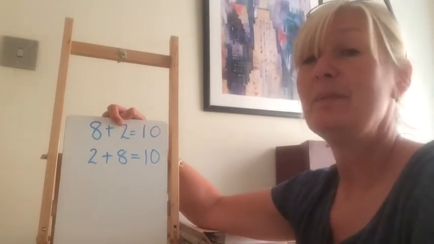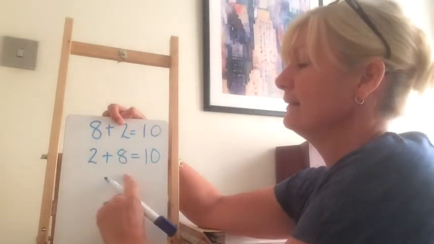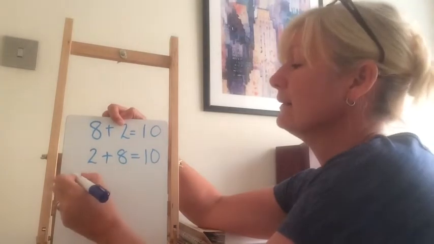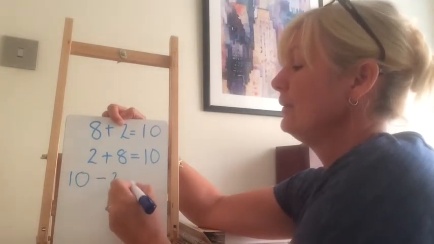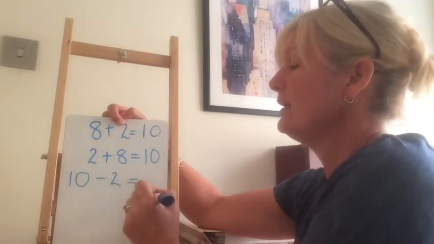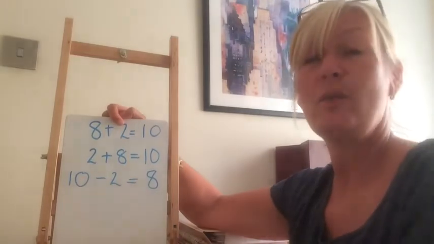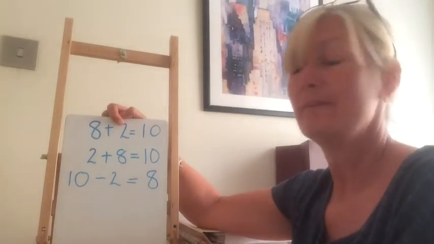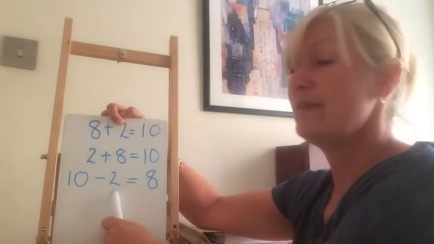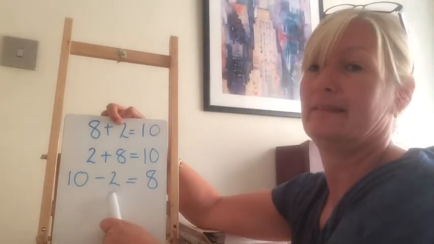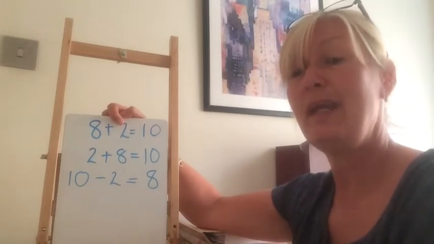Now you could also think of some takeaway stories. If we know this, thinking about family facts and how these numbers are all connected, you should know also that 10 take away 2 equals 8. So a story here might be, there were 10 elephants in the waterhole and 2 of them went off eating bananas. How many elephants are left in the waterhole? And the answer would be 8.